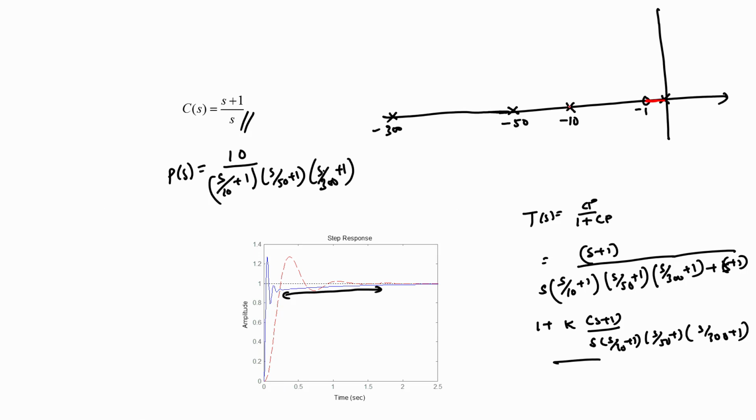Then we would have one more branch starting at minus 10, a second branch starting at minus 50. These two branches will meet at a certain point and break away into the complex plane, and then you would have a third branch starting at minus 300 and going towards negative infinity, and the branches that broke away will eventually asymptotically approach straight lines that are inclined at plus minus 60 degrees to the real axis. So, this is how the root locus of the overall open loop system would appear.